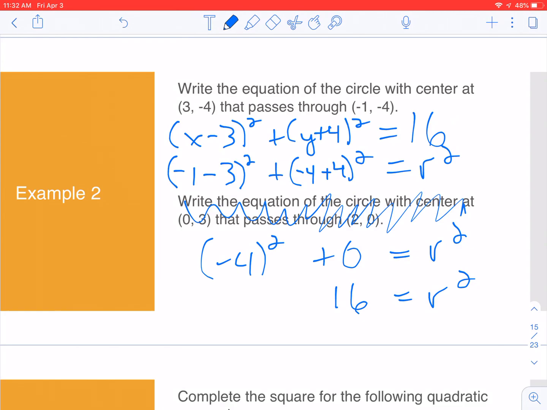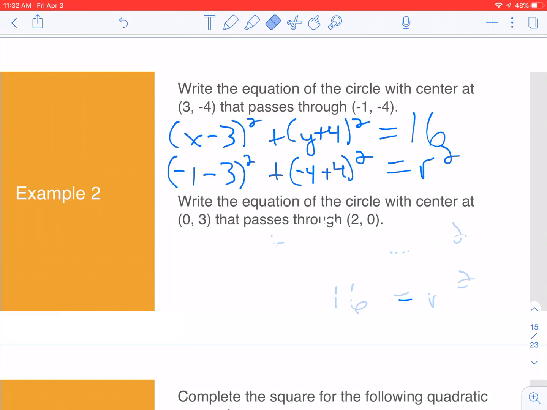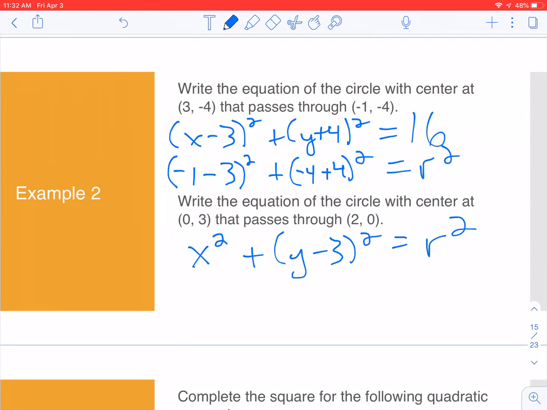Okay, let's try it again, but let's try it down below here. I'm going to erase so that we can try another example. So there's a 0 there, so I'm going to put x squared plus (y - 3) squared, and I don't know the radius, equals r squared. Plug in my numbers. 4 squared plus 0 minus 3 is -3, equals r squared.